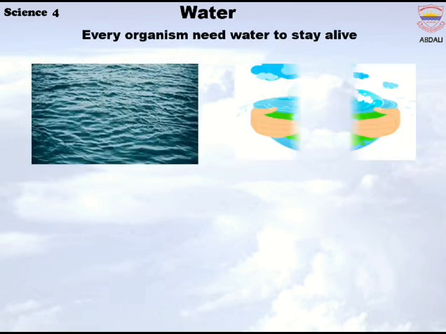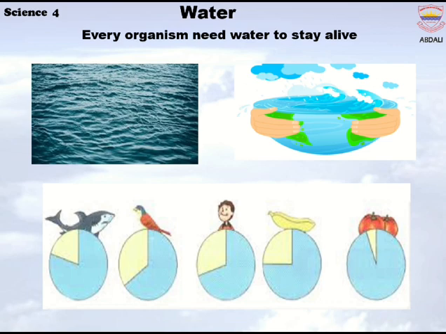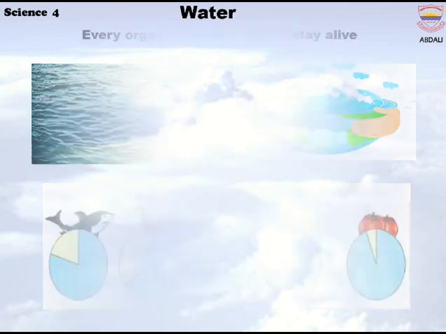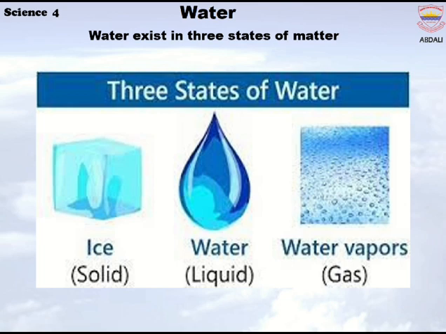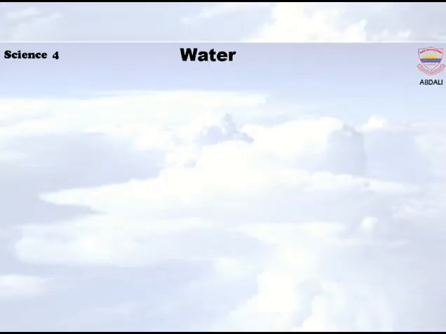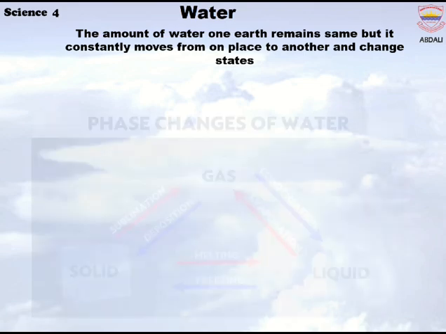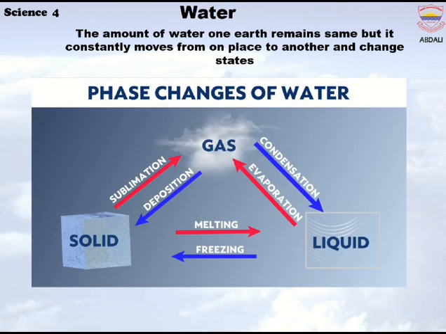Every organism needs water to stay alive. Water exists in 3 states of matter: solid, liquid, gas. The amount of water on Earth remains the same, but it constantly moves from one place to another and changes its state. Like solid changes into gas, and gas changes into solid.